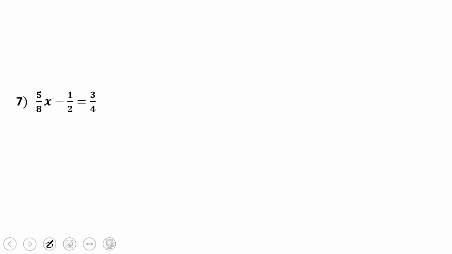Moving on, 5/8 x minus 1/2 is equal to 3/4. So we want to just get rid of fractions because we don't like working with them. We know how to, but we don't want to. What would be the lowest common denominator for 8s, 2s, and 4s? That's right, it would be 8. So I'm going to multiply the entire equation by 8.